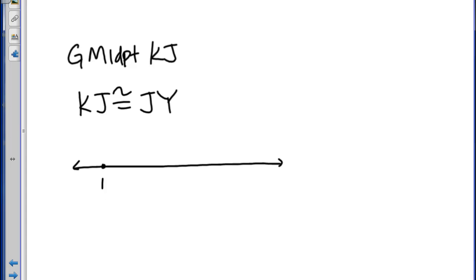So I have K and J, and G is the midpoint. G is halfway between, and then JK and JY are the same. So this distance needs to be exactly the same as that distance. So remember how we mark these as congruent. Let's put a mark here on KJ and let's put one on JY, and so we'll know those pieces are congruent. So that is one way that we could set those up. G is a midpoint of KJ, and KJ is congruent to JY.